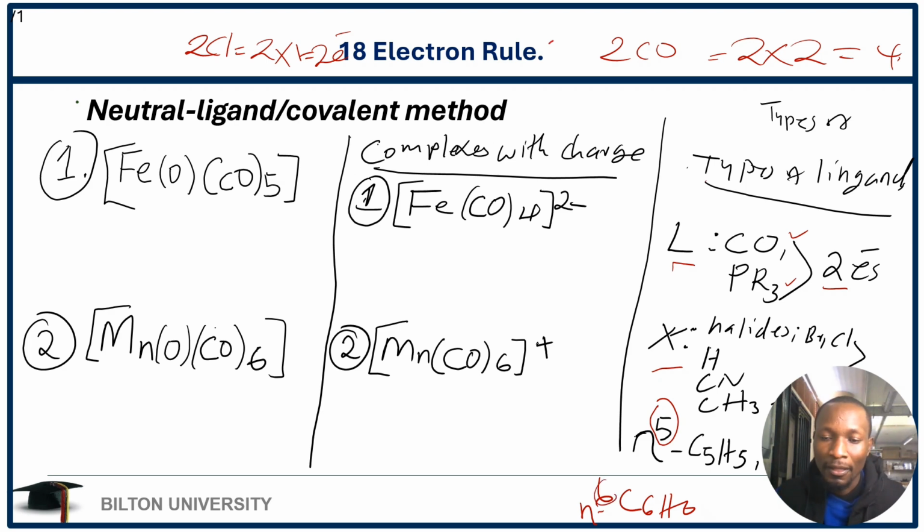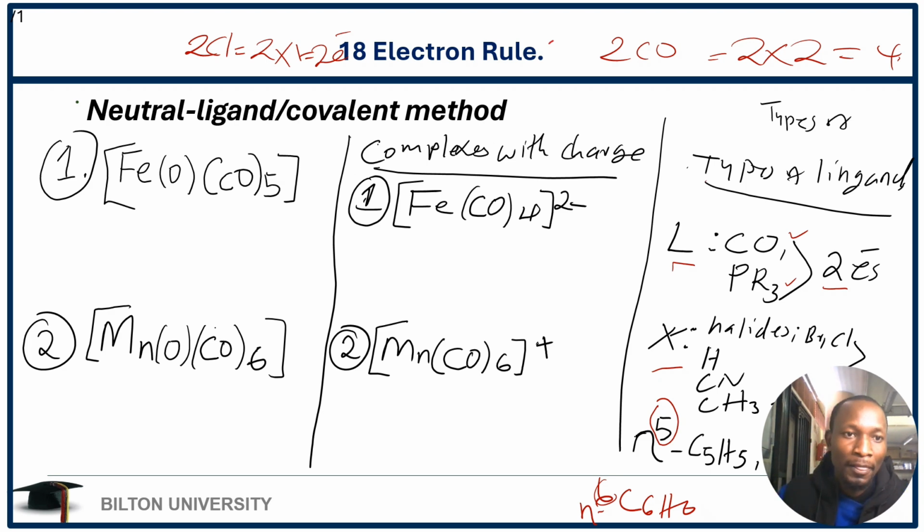Now, this is very important to know. The types of the ligands are very important to know before we start looking at the 18 electron rule in each and every category. So now we are confident of the types of the ligands.